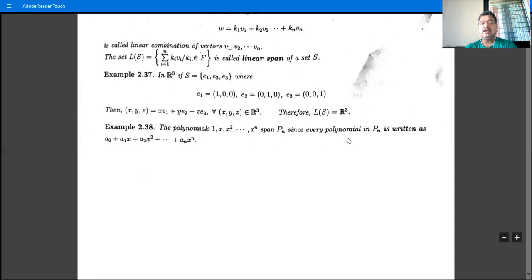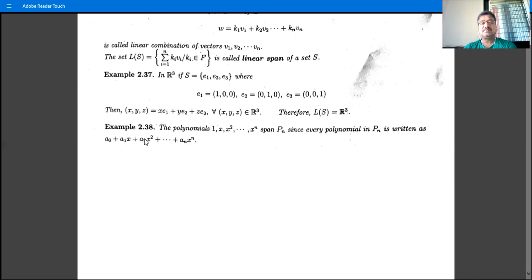So if you take any polynomial in Pn, then it can be expressed as a0 plus a1x plus a2x square plus ... plus an x raised to n. What is Pn? Pn is the vector space of all polynomials of degree less than or equal to n with real coefficients in x. So every element of Pn is written as a linear combination of these n plus 1 vectors.